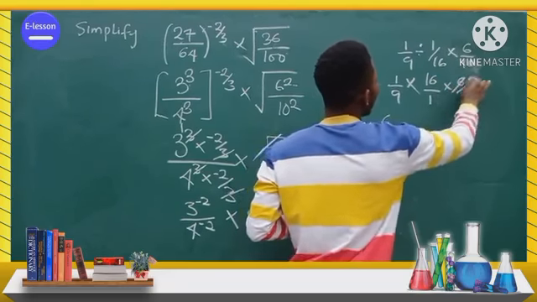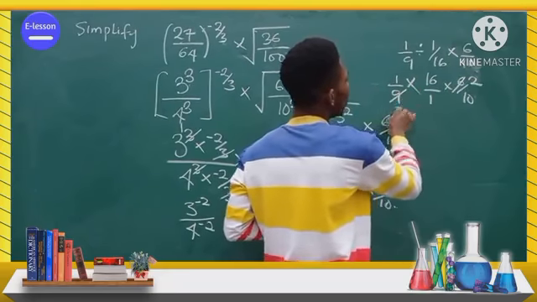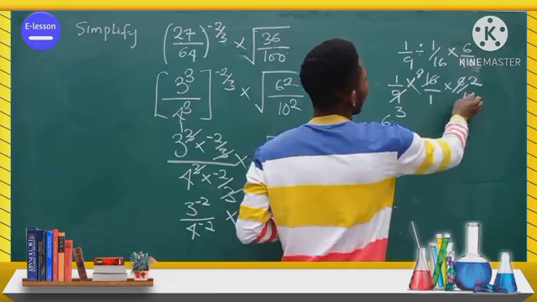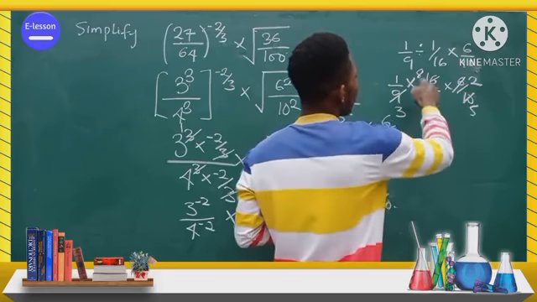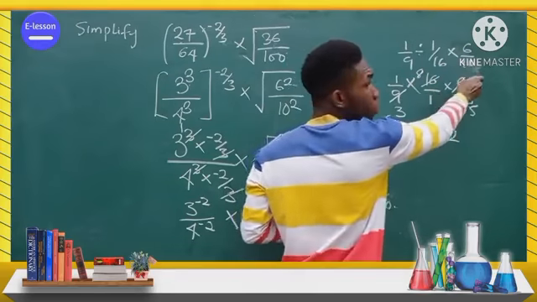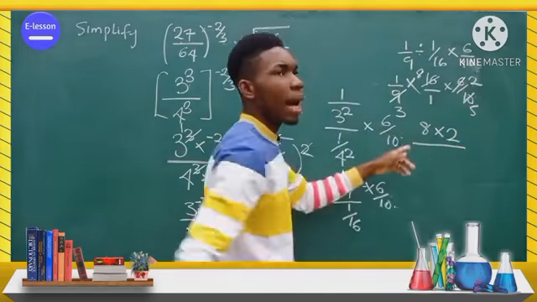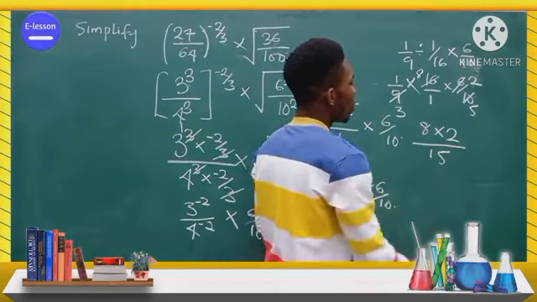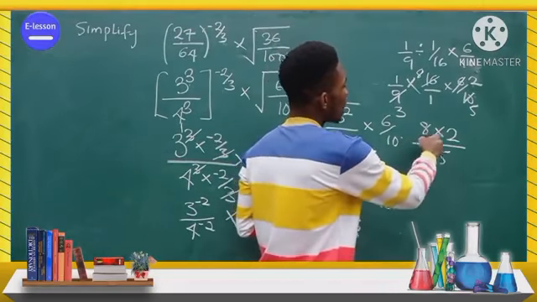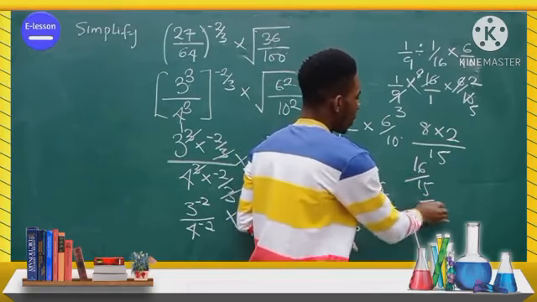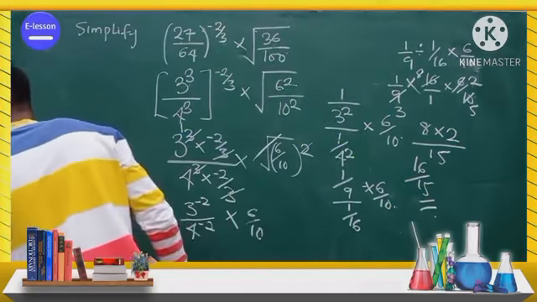3 going into 6, 2. 3 going into 9, 3. 2 going into 16, 8. 2 going into 10, 5. So we are left with 8 times 2, divided by 3 times 5, which is 15. So our correct answer is 8 times 2, which is 16, divided by 15. And that is option D.